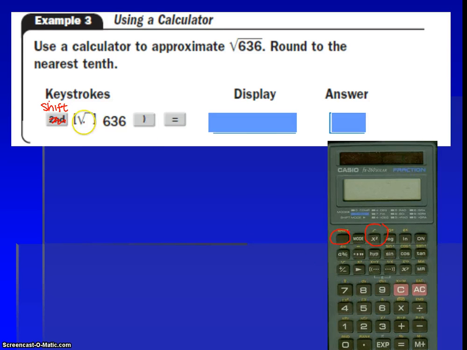Once you have the square root button, you can type in your number. You do not need to hit this button. Don't need to do that. And then hit the equal sign. And your display is going to read something like this. Just round to the nearest tenth. The nearest tenth is the first decimal place.